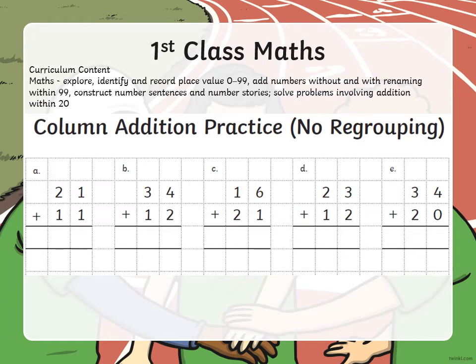First class, today we are going to look back at ways to add our 2-digit numbers. Remember, 2-digit numbers are numbers that have tens and units. We are going to look at column addition. This just means adding that's going downwards vertically instead of across horizontally.